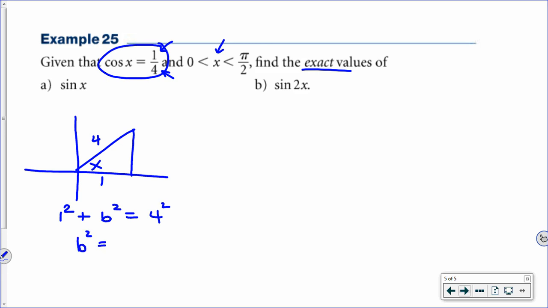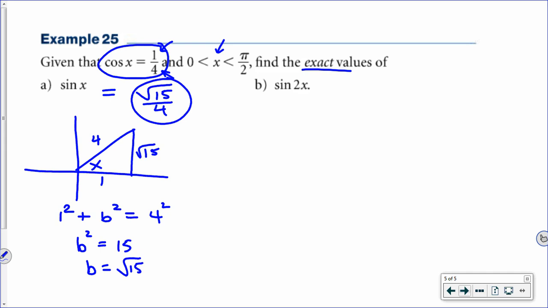So 4 squared is 16 minus 1 squared, which is 15. So b ends up being the square root of 15, and we're meant to leave it that way. It's asking for exact answers. So the sine of x is going to be root 15/4. Now the sine of 2x does not mean to double the sine of x, right? That would be if there was a 2 in front of the sine, which there is not. It means to double the angle, and we don't know the angle.